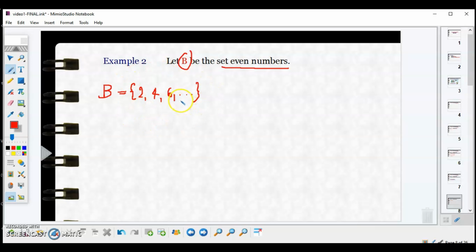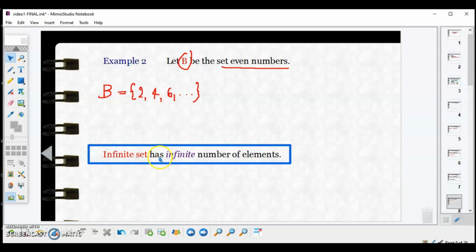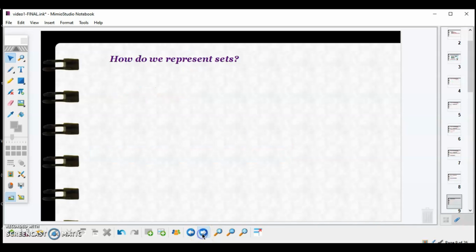This time, since we have 3 dots there, or an ellipsis, this denotes that it's never ending. Therefore, it has no end. The cardinality cannot be determined. Now, if a set has a cardinality that cannot be determined, we call that an infinite set. So we say that B is an example of an infinite set. It has an infinite number of elements, or we could say that the elements cannot be counted. Okay, let's proceed to the next one.